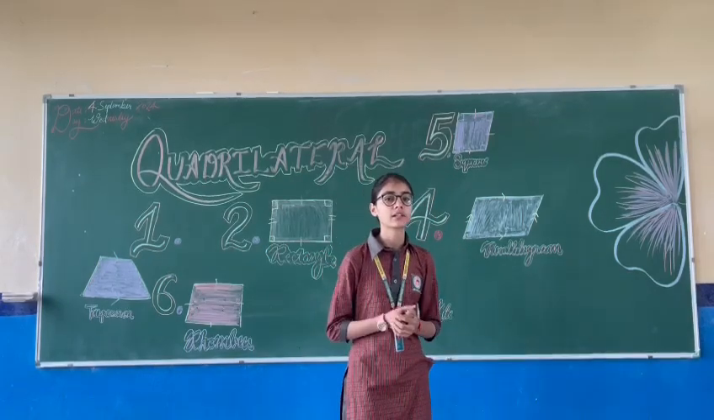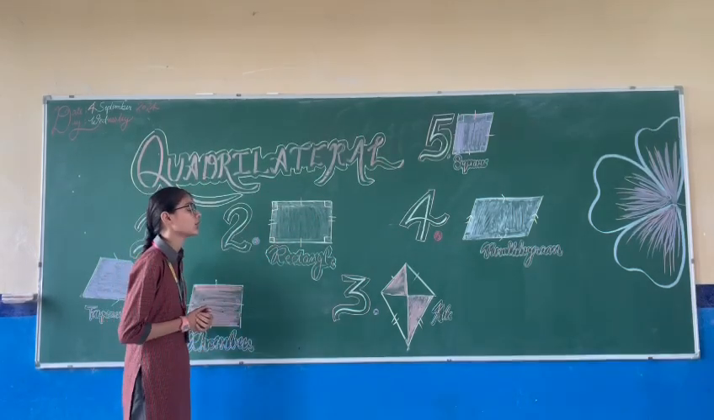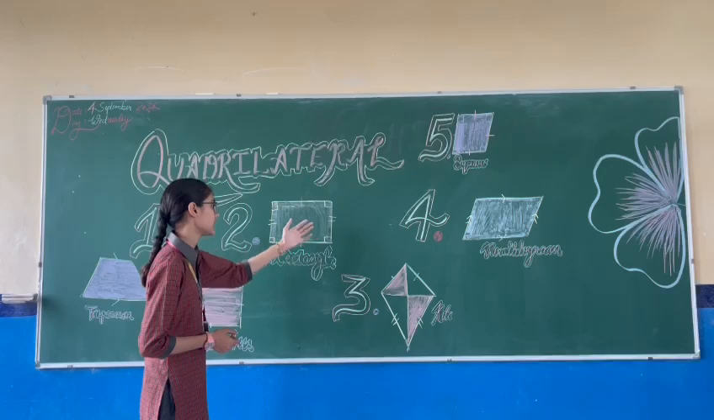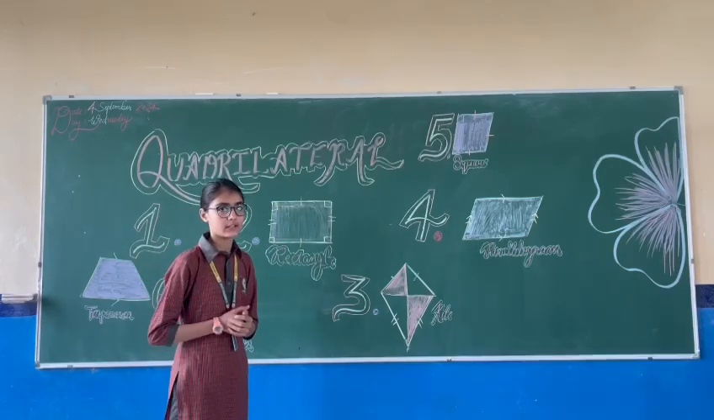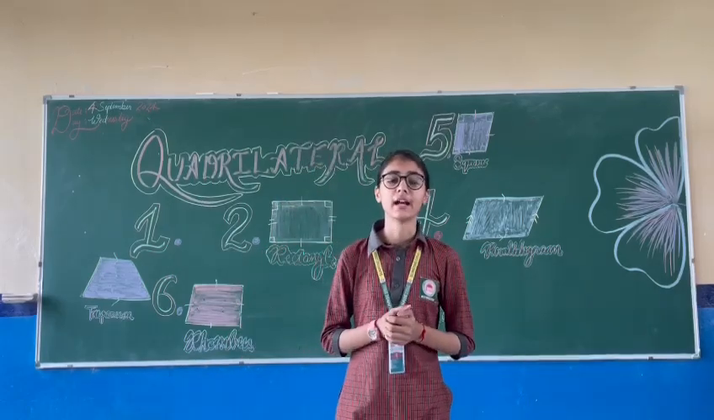Now I would like to explain the rectangle. A rectangle is a type of parallelogram in which opposite sides are equal and all angles are of 90 degrees. And the diagonals of a rectangle bisect each other and are equal.